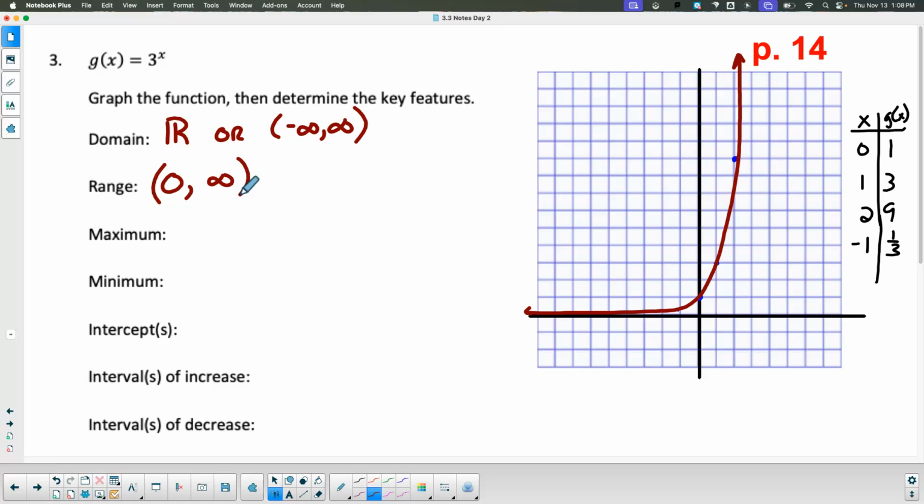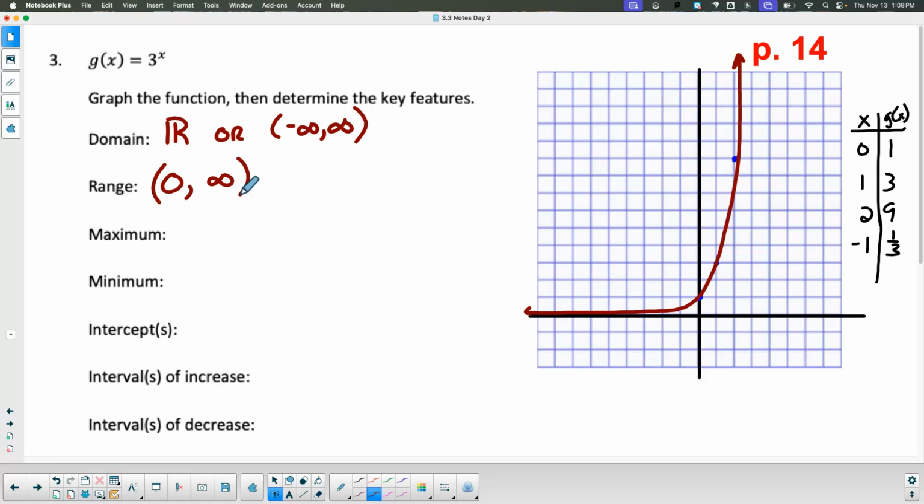Negative infinity and positive infinity are always parentheses because you guys aren't Chuck Norris. Chuck Norris counted to infinity twice. How do you do that? Because he's Chuck Norris.